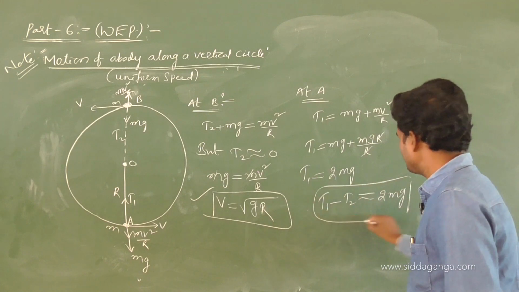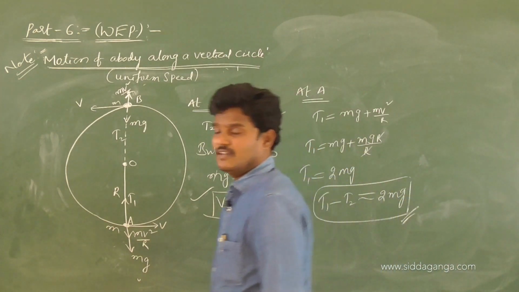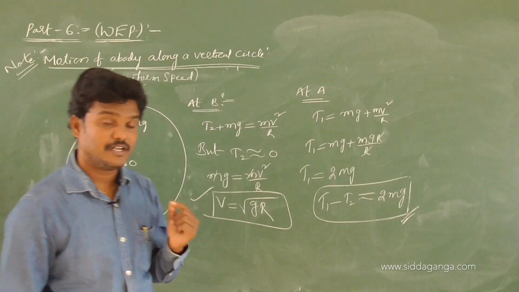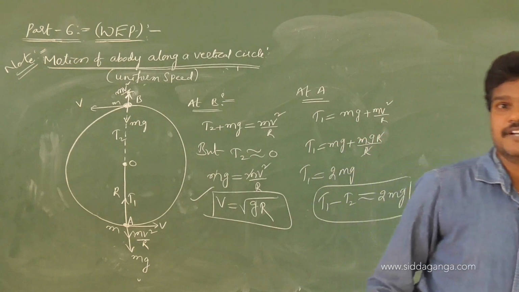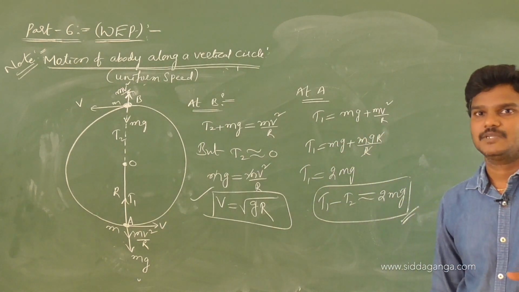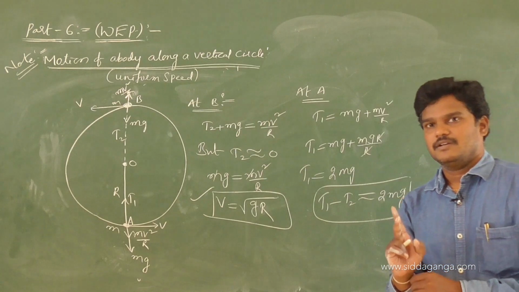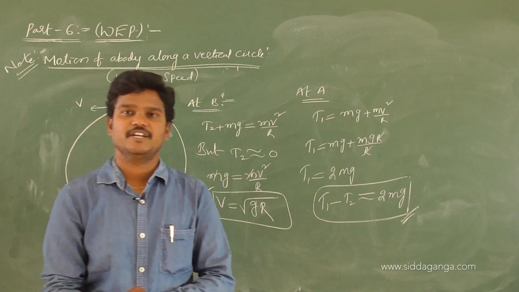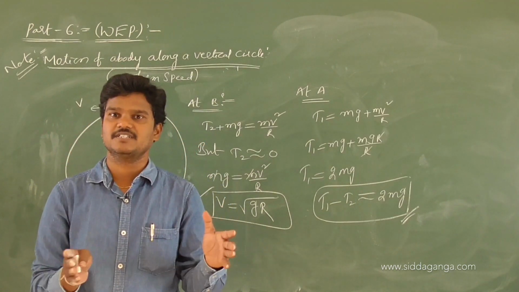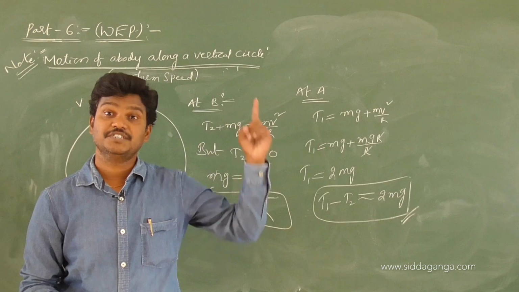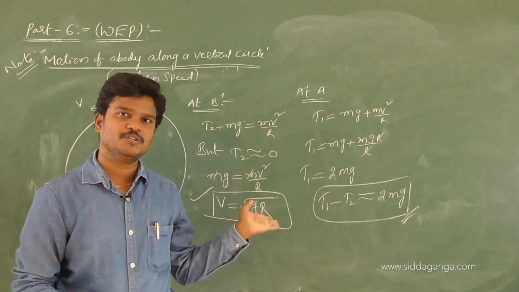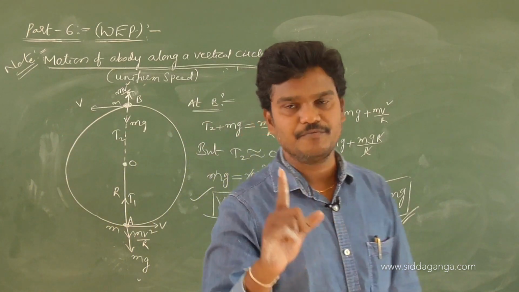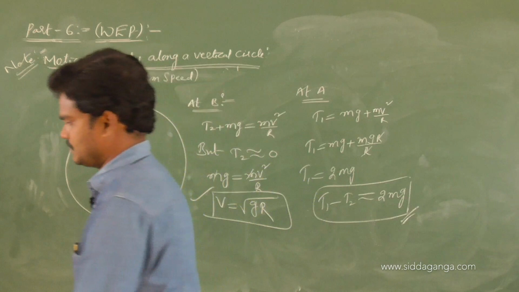So keep in mind, if the body is moving with non-uniform speed along the vertical circle, the difference between the tensions is 6 mg, and with uniform speed, the difference between the tensions is 2 mg. Okay? So there are two formulas. If a body moves in a vertical circle with different speeds, the difference between the tensions in the string at the highest and lowest points is 6 mg, as in the previous case. Here it is 2 mg when the body moves with uniform speed. So keep in mind this also.